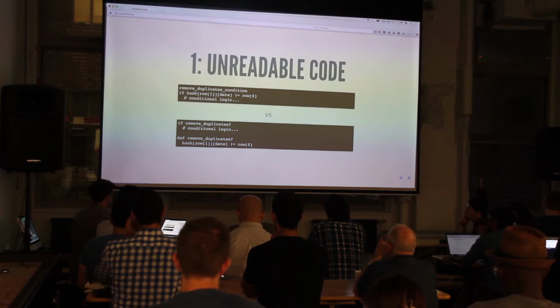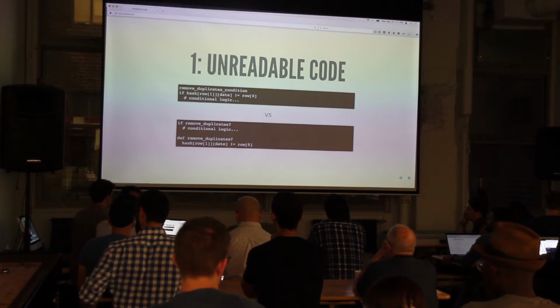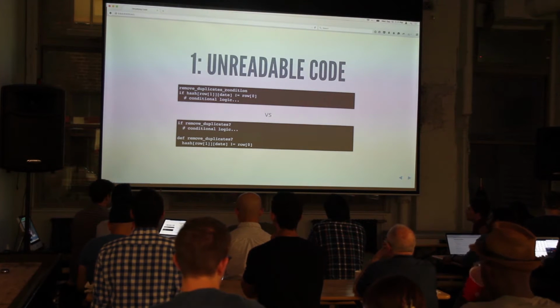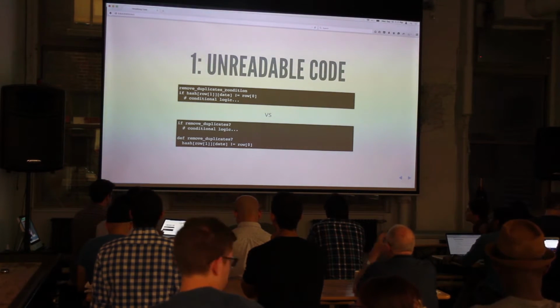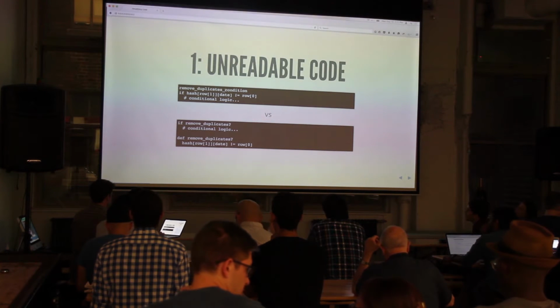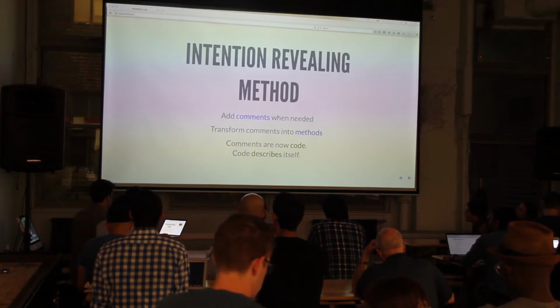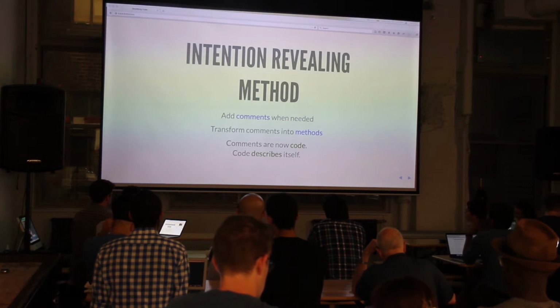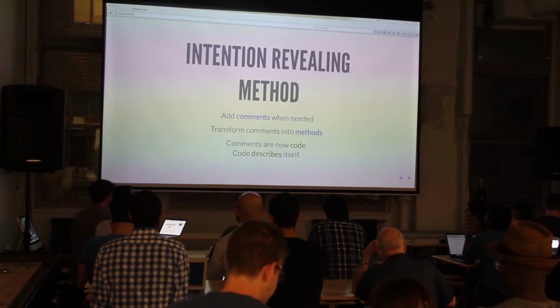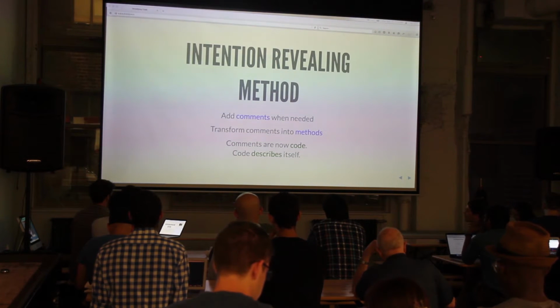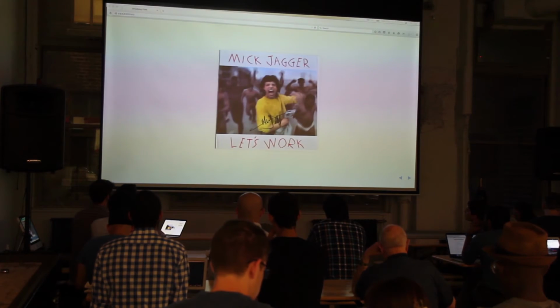Also, they are just unnecessary because in Ruby we can generate our own language. We can convert the comment, as we just did there, into running code. So this is what we'll be doing right now. The pattern that we are going to use is intention revealing method. This is the design pattern for making code more readable. And the steps that we are going to do are what we just said. Add comments when we need them, transform the comments into methods. Comments are now code, and the code describes itself. So let's get to work.